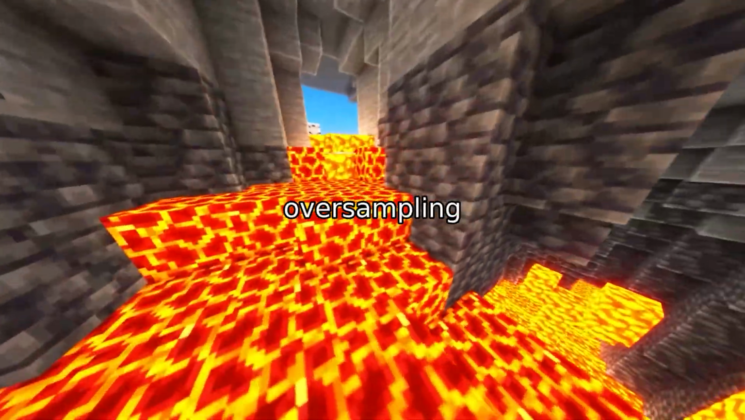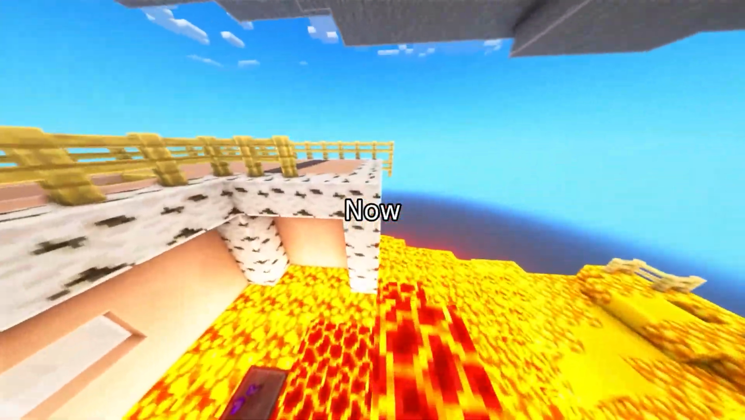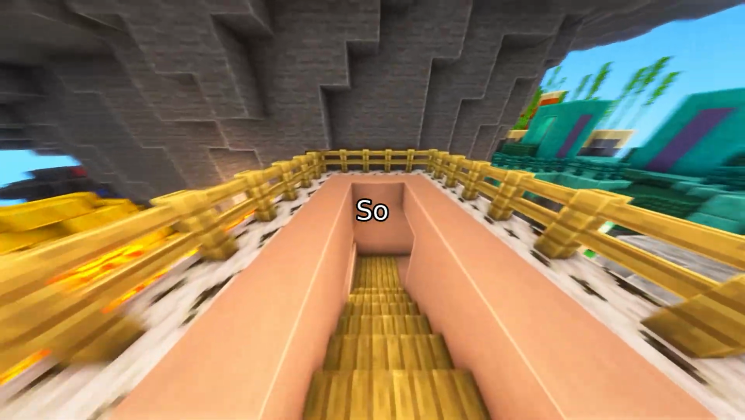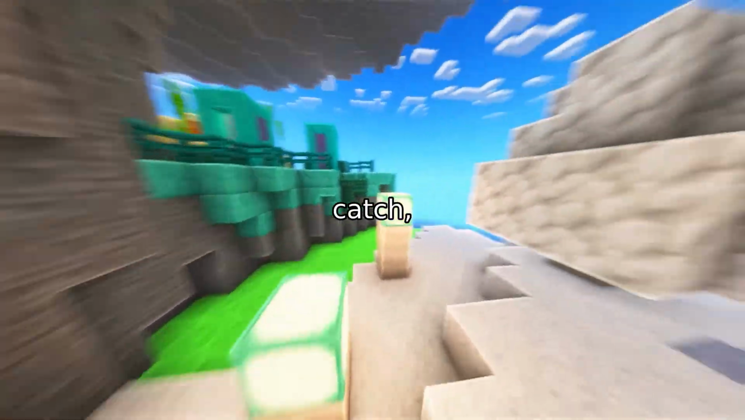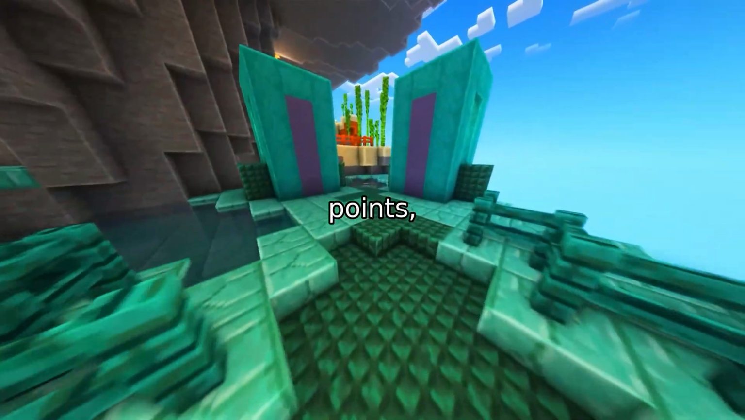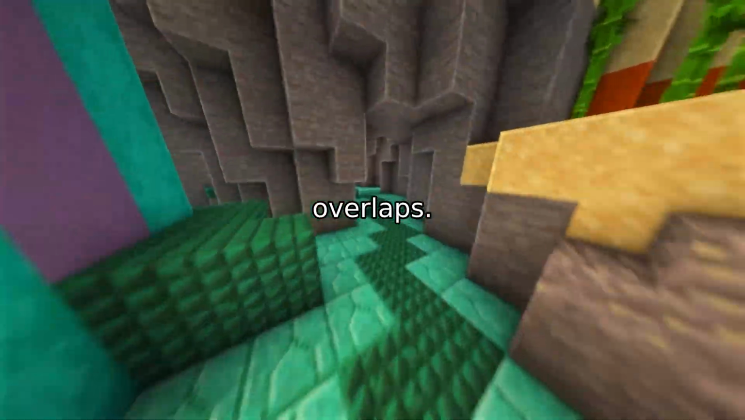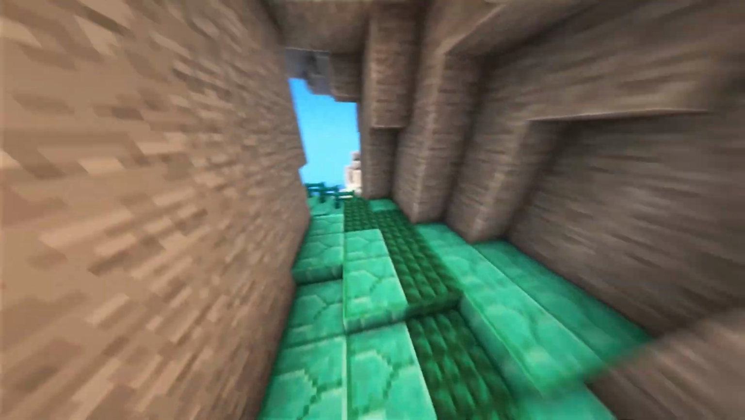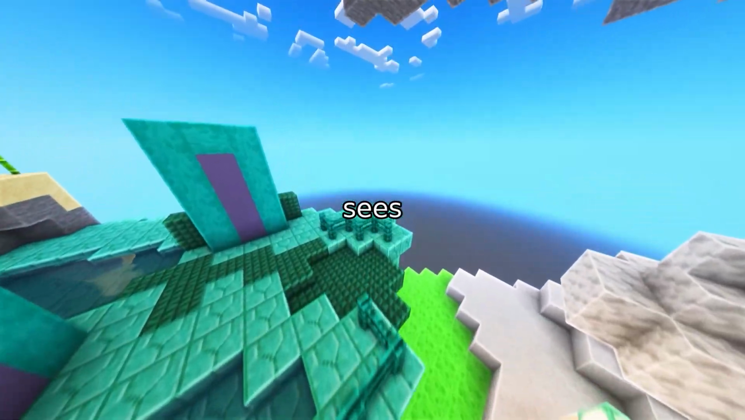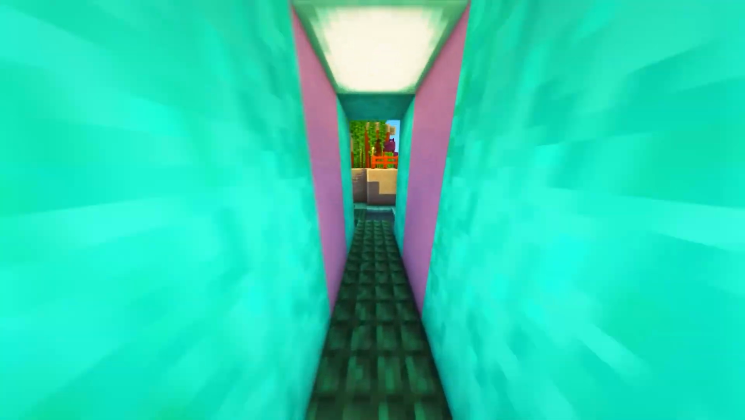Step 3: smart oversampling, no more fake overlaps. Now the minority class is still too small. So we generate new samples, but here's the catch: don't make the problem worse. Traditional methods like SMOTE just interpolate between points, but that can create new overlaps. Imagine creating a synthetic point right in the middle of 2 classes. Now the model sees a fake boundary where none should exist.